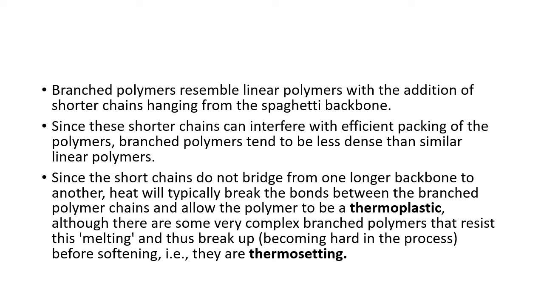Since the short chains do not bridge from one longer backbone to another, heat will typically break the bonds between the branched polymer chains and allow the polymer to be thermoplastic. Although there are some very complex branched polymers that resist this melting and thus break up by becoming hard in the process before softening, and now they are called thermosetting. So now you come to know about the thermoplastic and the thermosetting. Got it?